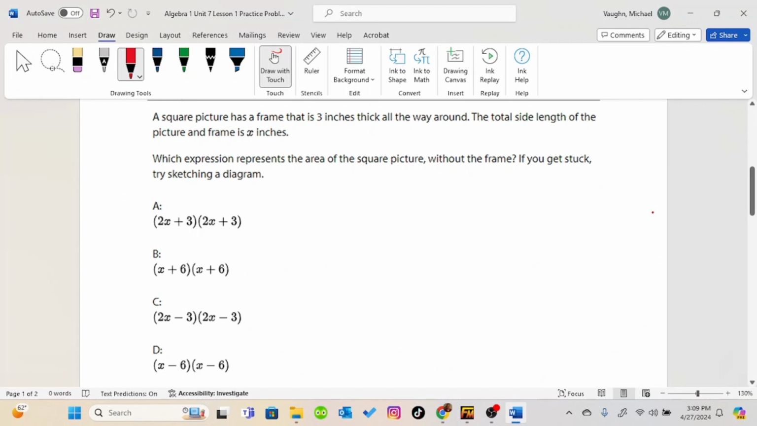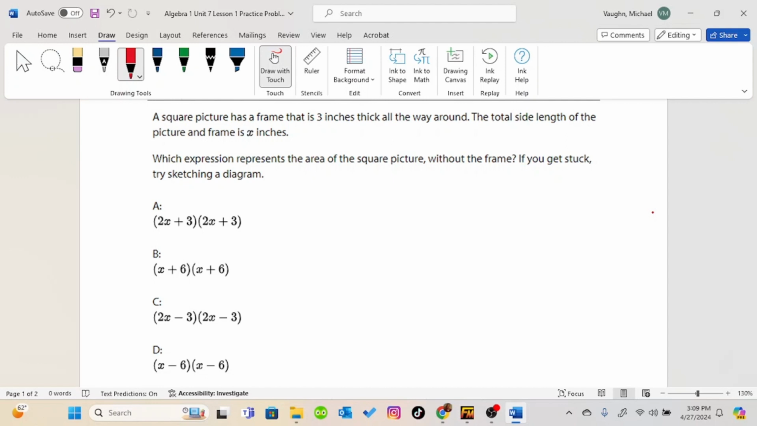A square picture has a frame that is 3 inches thick all the way around. The total side length of the picture and frame is x inches. Which expression represents the area of the square picture without the frame? If you get stuck, try sketching a diagram.